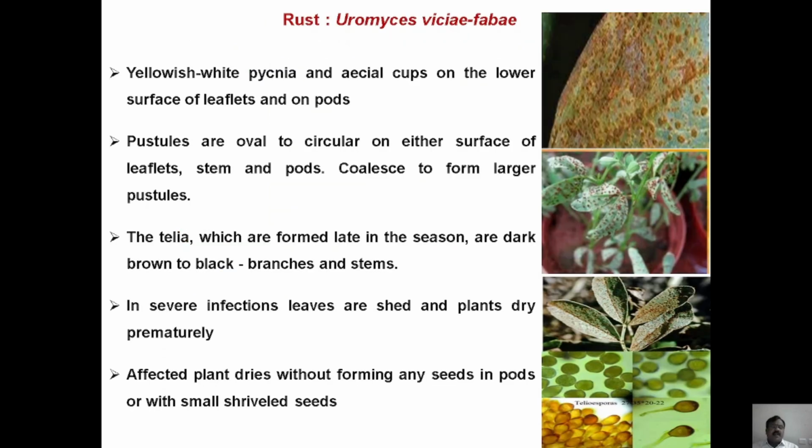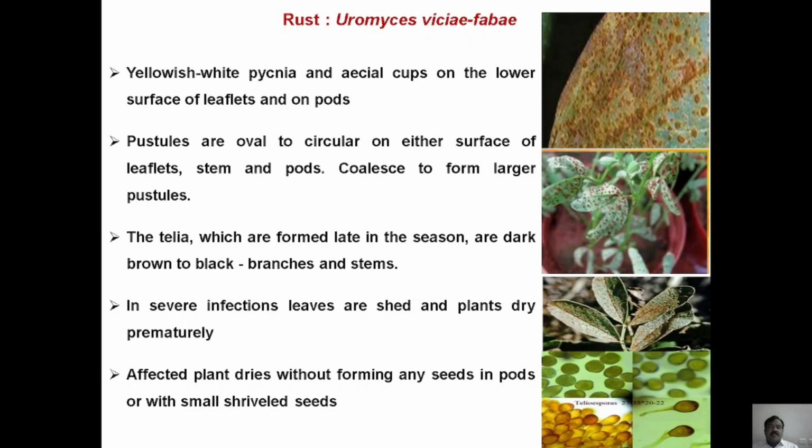And then the next important disease is rust disease, which is caused by Uromyces viciae-fabae. Like other crops, here also it produces raised pustules on the surface of the leaf. Here, yellowish white pycnia as well as aecia are produced on the lower surface of the leaflets as well as on the pods. This Uromyces viciae-fabae is an autoecious and macrocyclic rust, which has all 5 stages of rust.